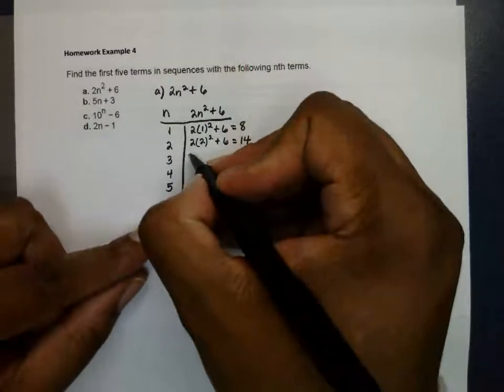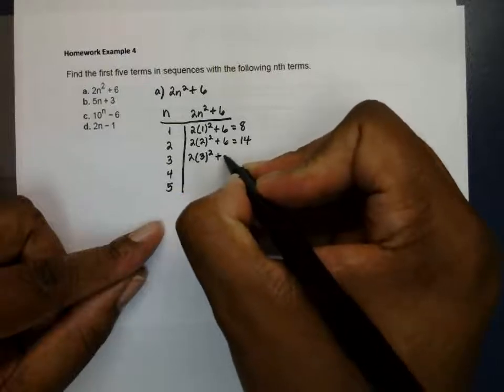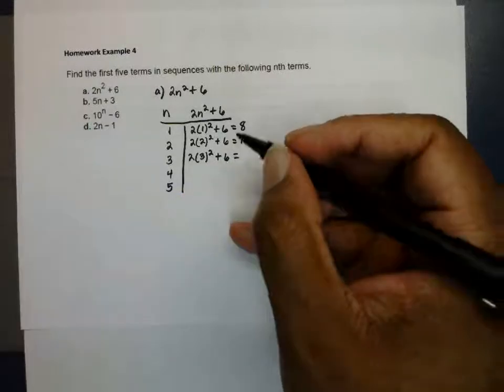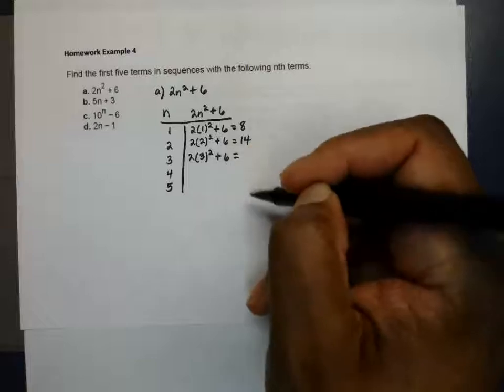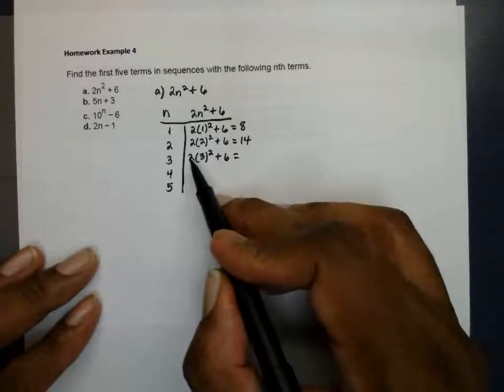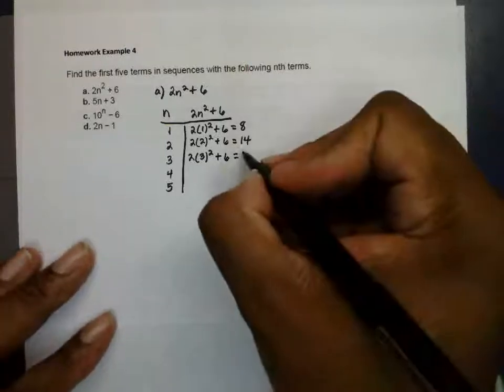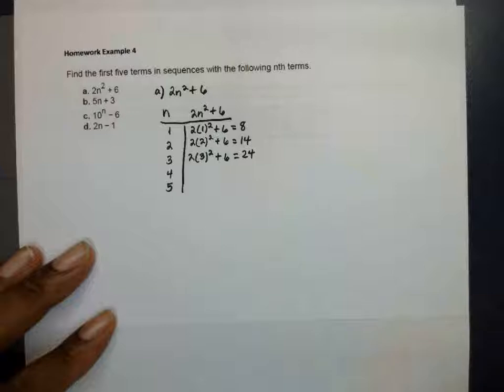And then for n is 3, that'd be 2 times 3 squared plus 6. Square the 3 first, you'll get 9. 9 times the 2 in front will be 18. 18 plus 6 will be 24.